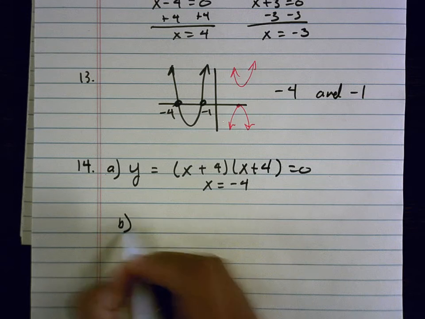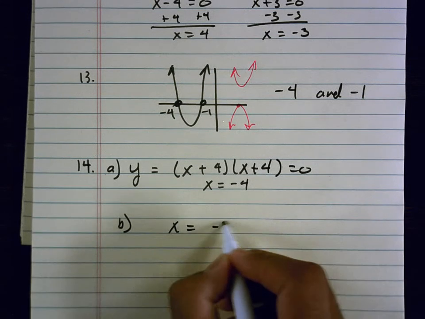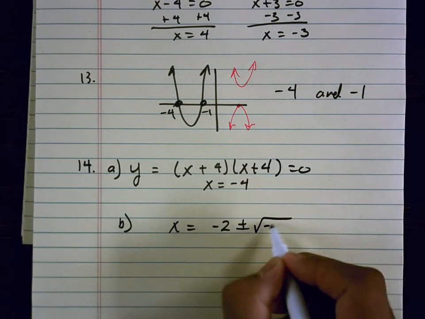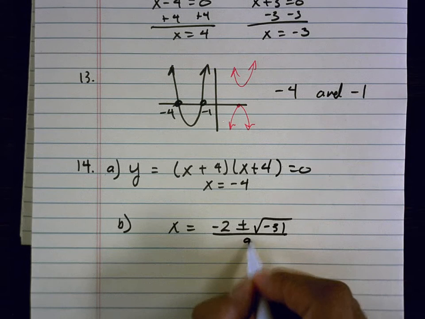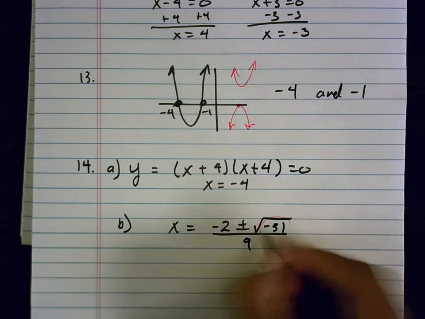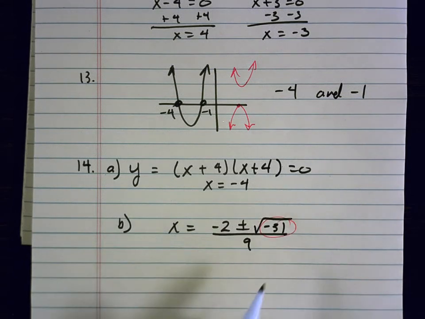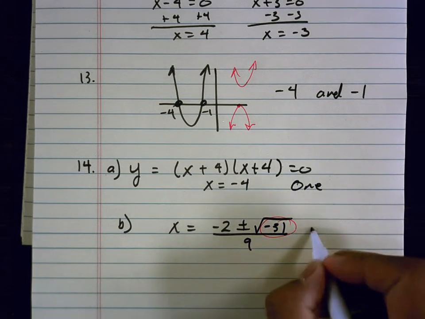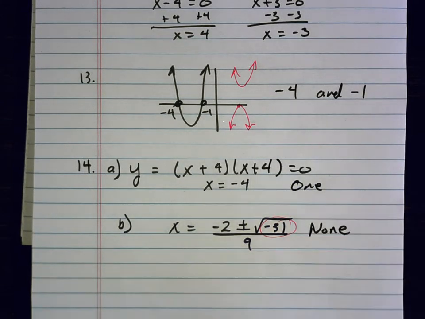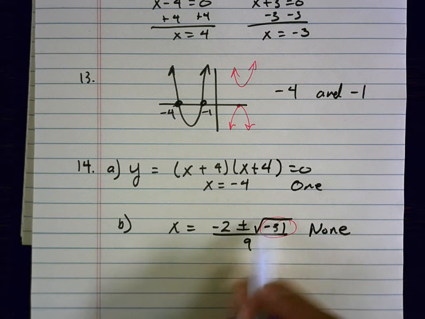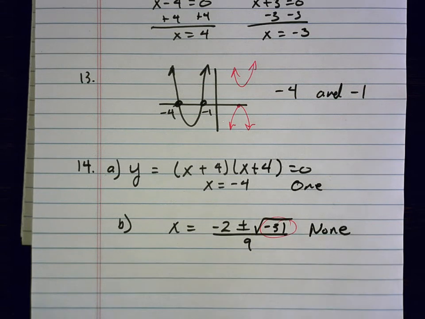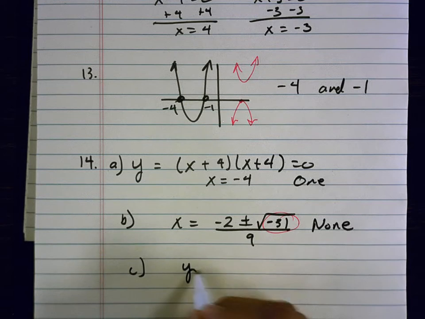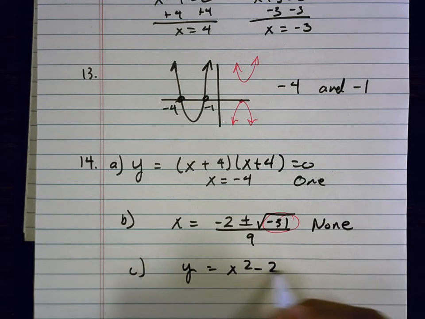Part B gives me this. This is after you can use the quadratic equation. And the main point here is the discriminant is negative. So that means this is 1 solution. This is none, or no solution, because you cannot take the square root of the negative, so you cannot continue to solve. And C, we get y equals x squared minus 2x minus 9.